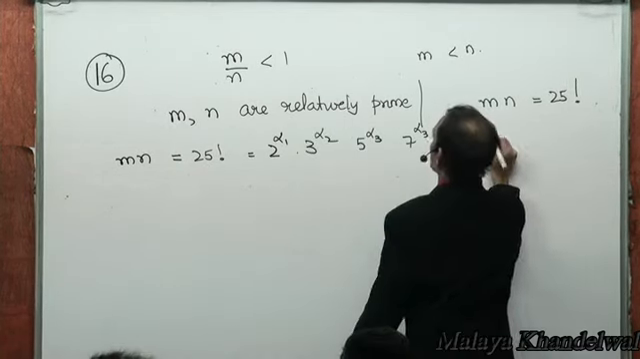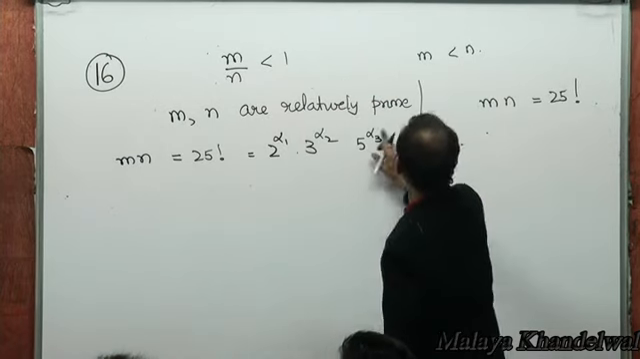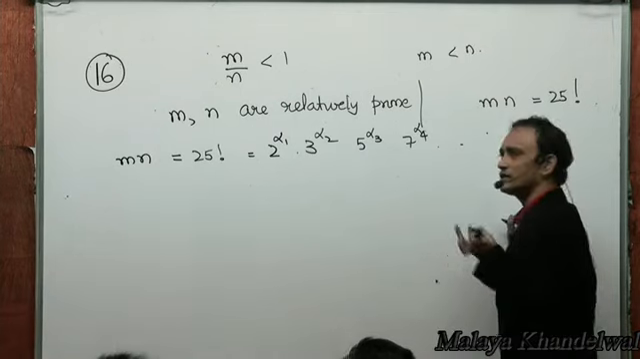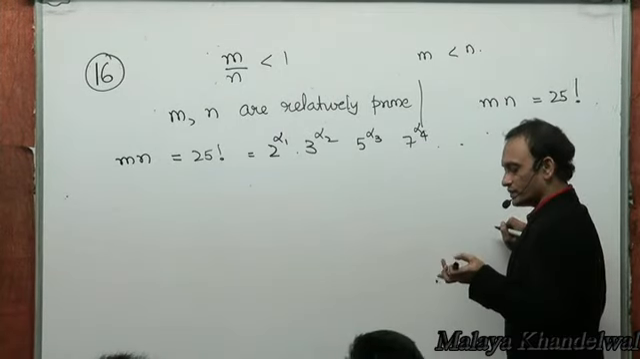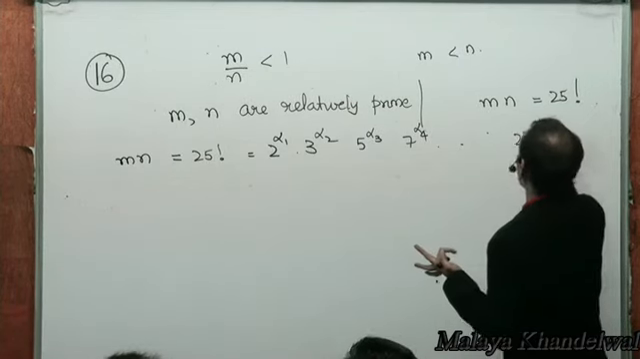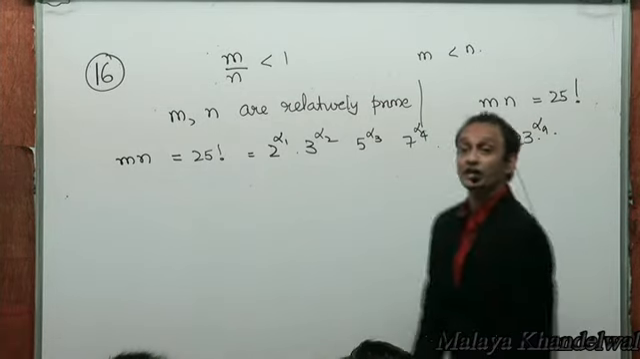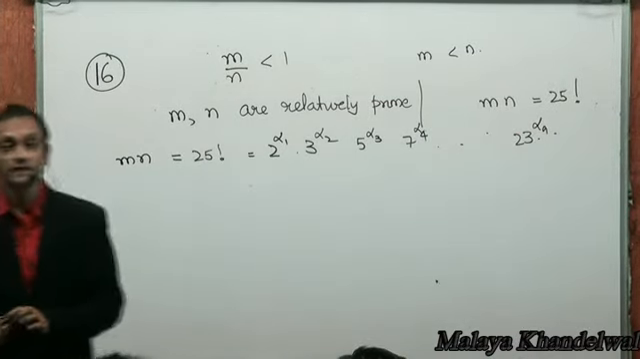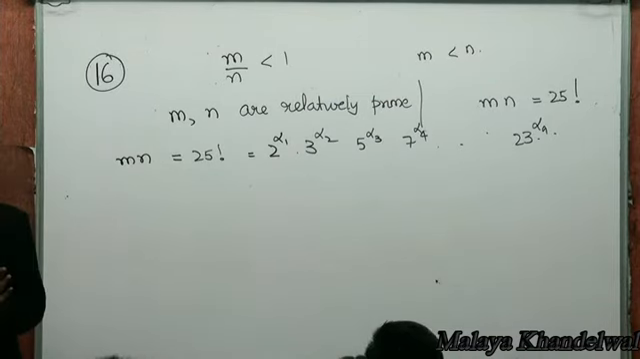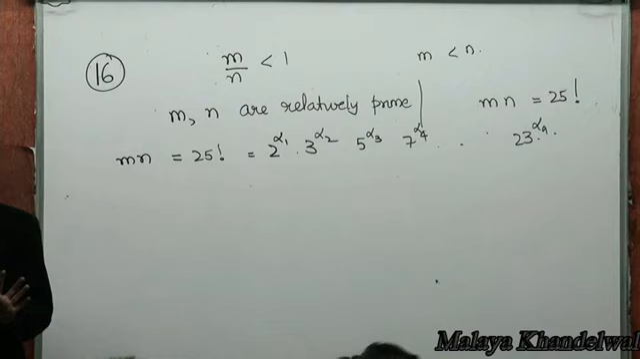23, with alpha 1, alpha 2, alpha 3, alpha 4, and so on. Now 23: 2, 3, 5, 7, 11, 13, 17, 19, 23. That's the 9th prime, so alpha 9. 23 is the 9th prime, isn't it? Yes or no? So 25 factorial can be dealt with this way, yes or no?